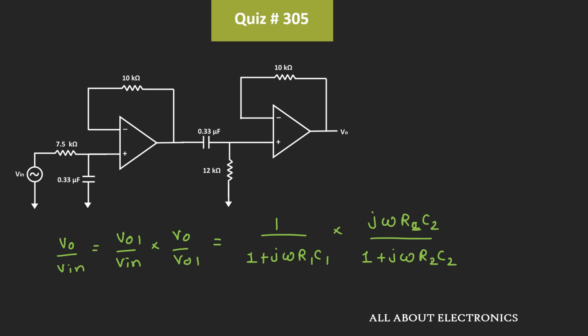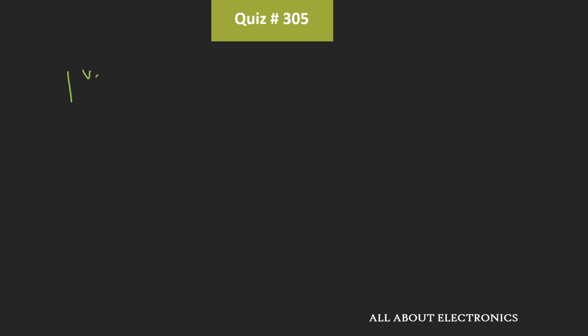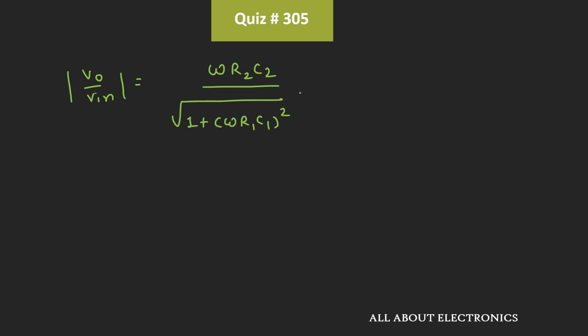So if we just consider the magnitude, then this Vout divided by Vin will be equal to omega times R2 times C2 divided by square root of 1 plus omega times R1 times C1 whole square times 1 divided by 1 plus omega times R2 times C2 whole square. So this will be the overall transfer function of this active filter. So in this expression, by putting the value of omega at the fundamental as well as at the higher frequencies, we can find the attenuation for the different frequencies.